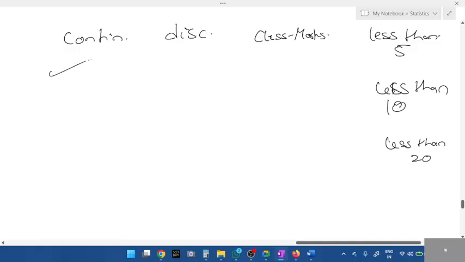First, continuous is done. Next, discontinuous. For discontinuous, 10, 20, 21, 30, 40, 41, 50.